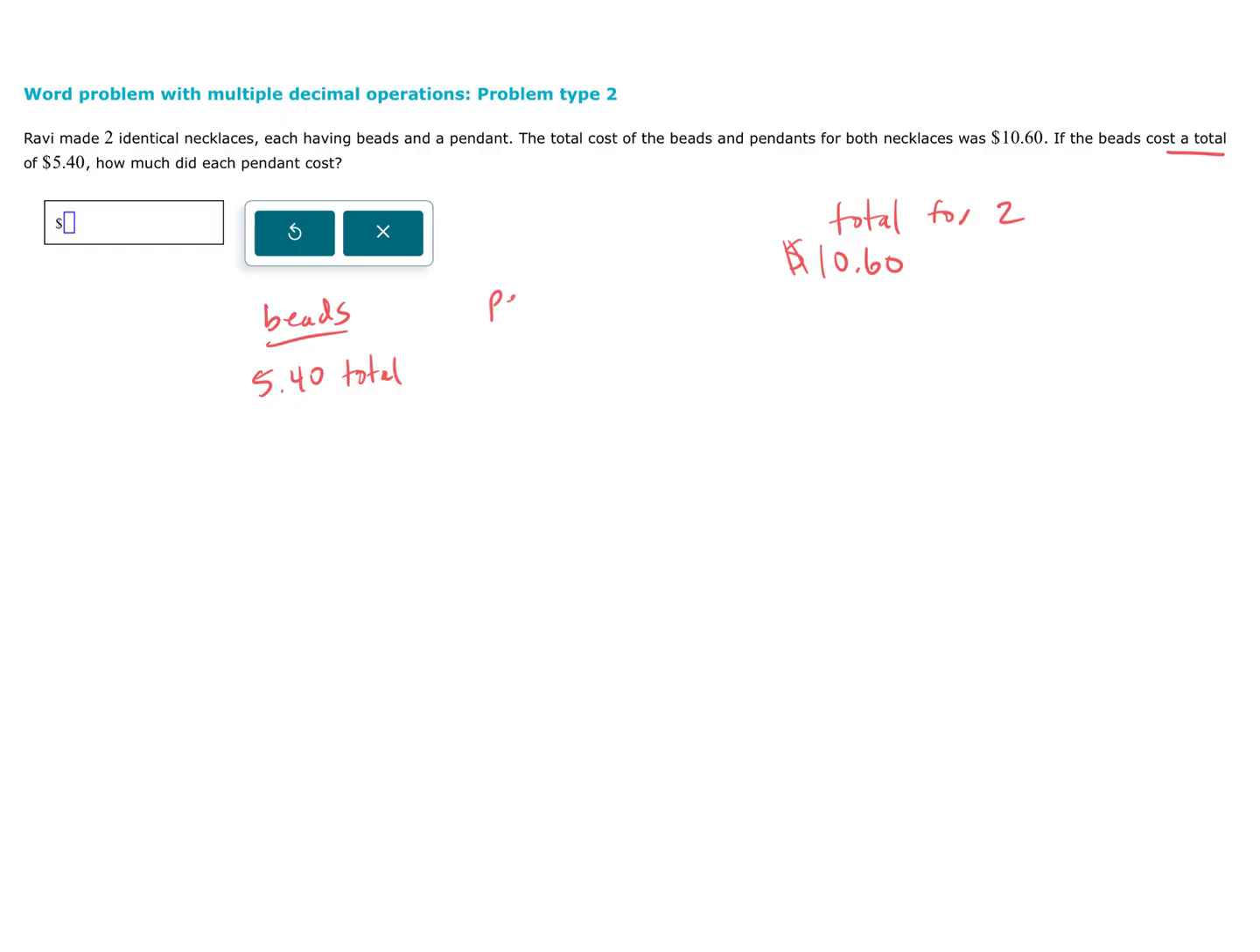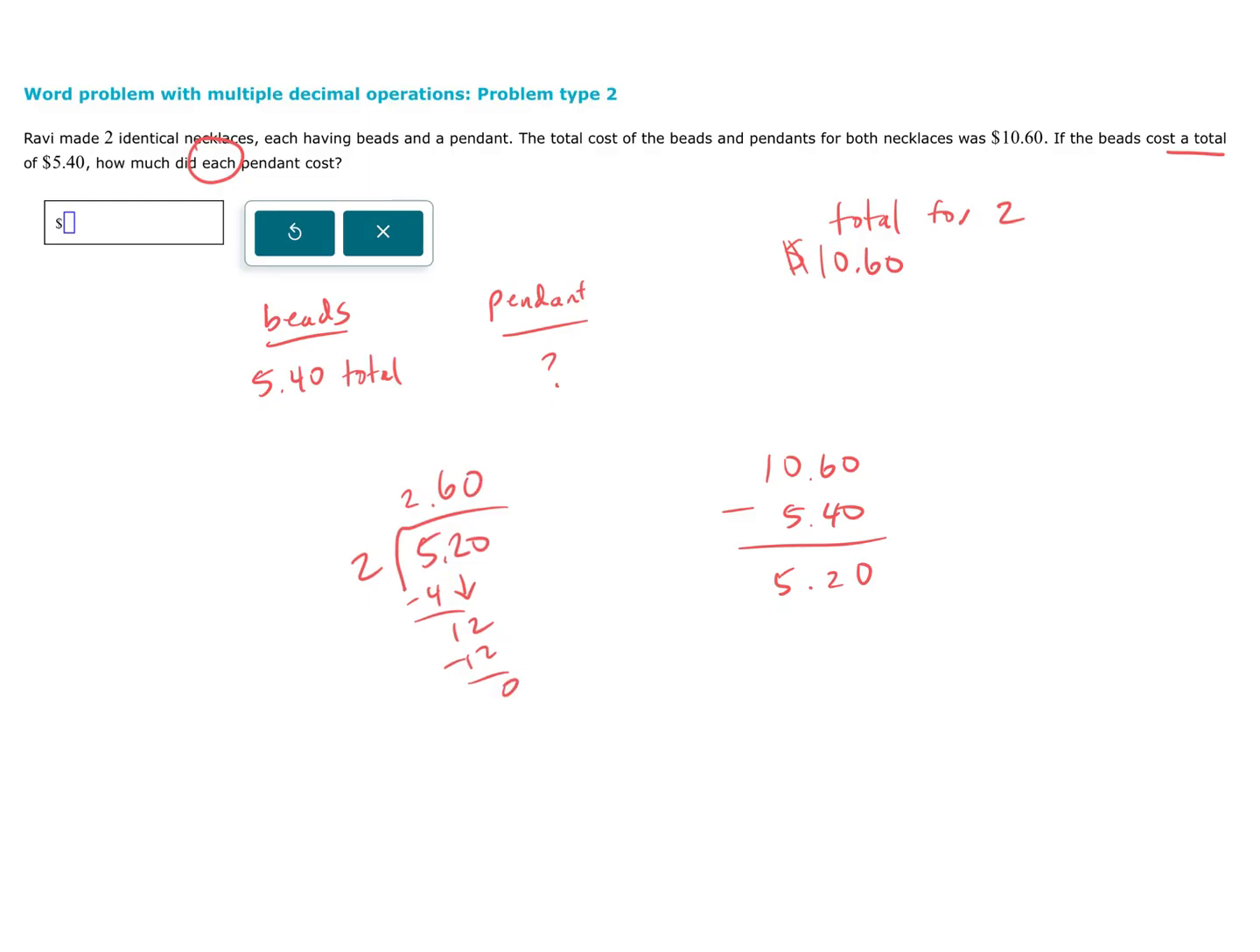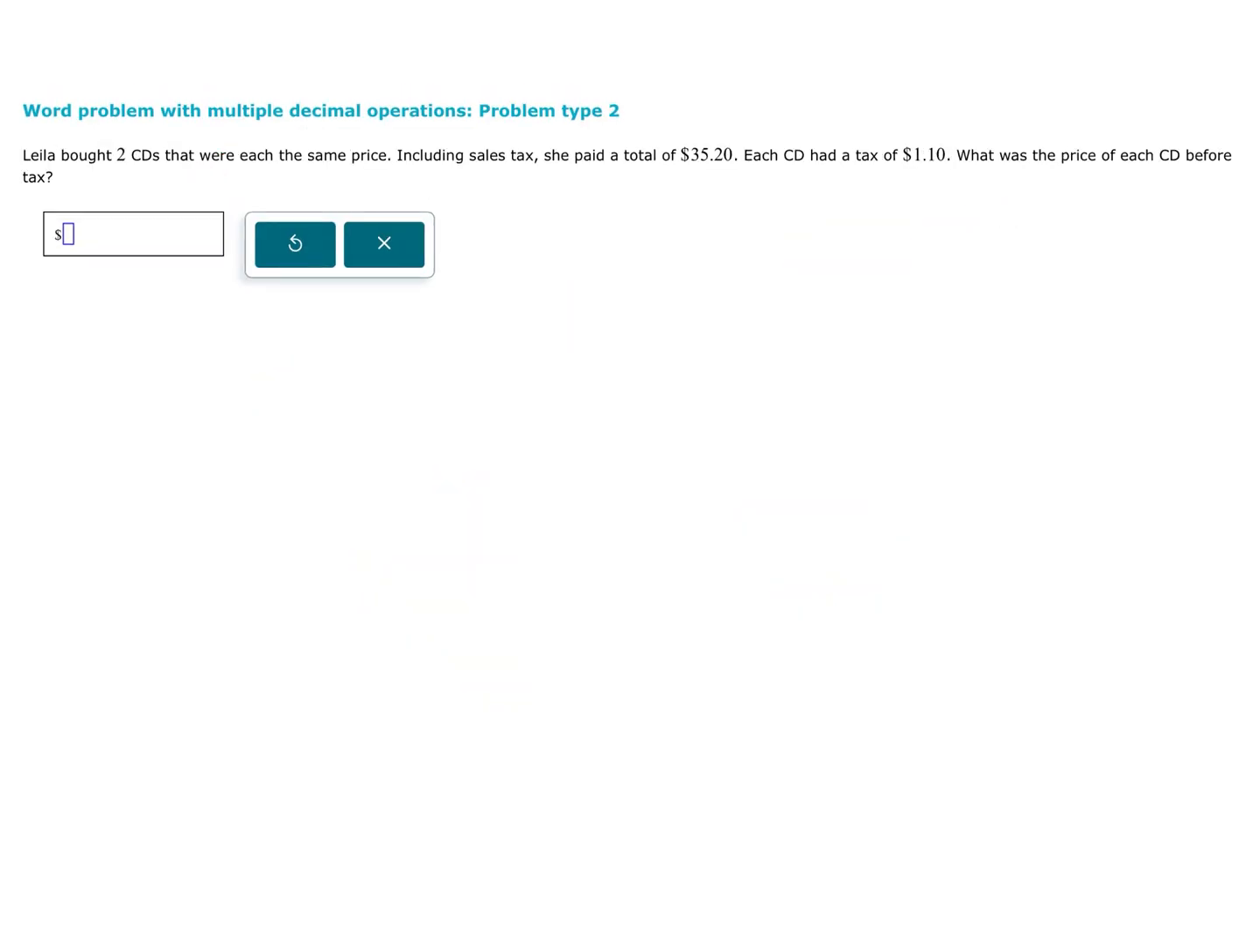We're trying to figure out what is the pendant cost again, and we don't know. So if we just take our total for the 2 necklaces, get rid of our beads total, we didn't have to find the beads total this time. We get our pendant total, but this pendant total is for 2 necklaces, so we need to split that into 2 because it did say each pendant. And 2 goes into 12 6 times, and then 2 goes into nothing no times. So each pendant in this case costs $2.60.